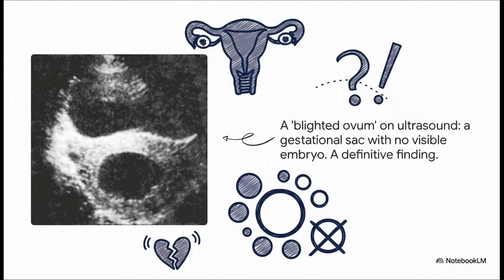And this is what you might see on an ultrasound in an early miscarriage. This is a classic blighted ovum, or anembryonic pregnancy. See that gestational sac? It's there, but if you look inside, there's no embryo, no fetal pole. This is a definitive finding.